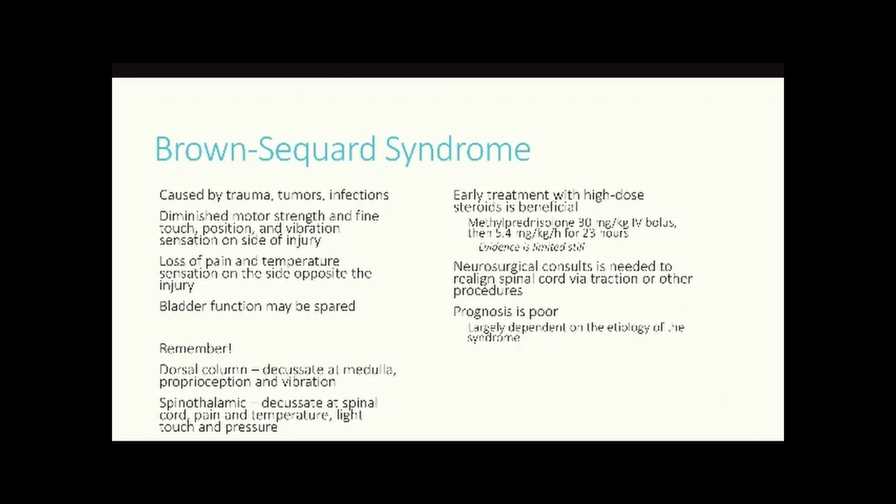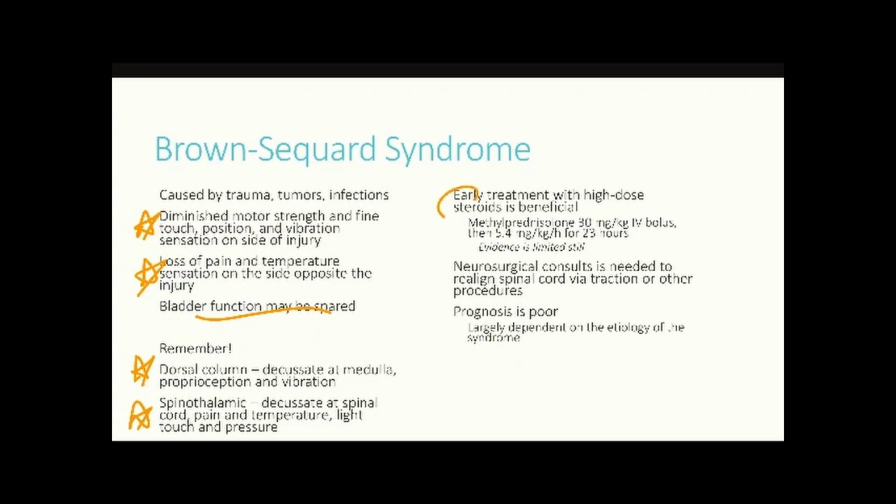So let's go into the management of Brown-Séquard. Trauma is the big one that causes it. Motor strength goes down, and fine touch and position sense are lost on the side of the injury. Loss of pain and temperature sensation on the side opposite the injury. Bladder function may be spared. And remember where they cross, where they decussate.